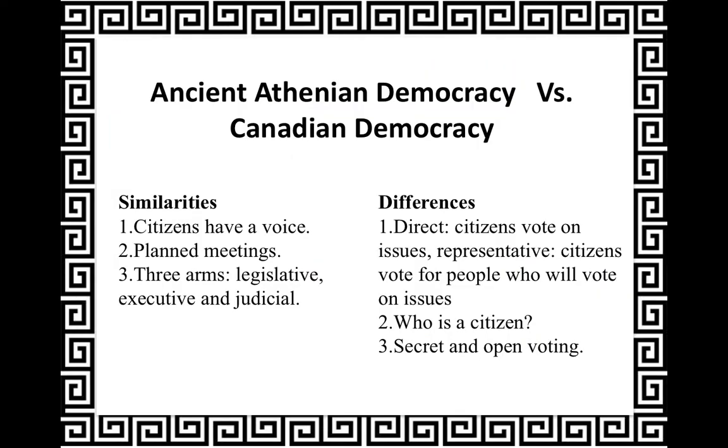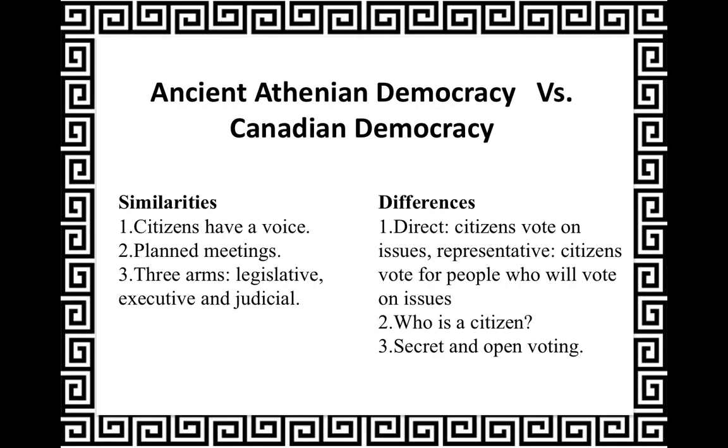So, what are some similarities and differences between ancient Athens democracy versus Canadian democracy or Alberta's provincial government? Well, the similarities are citizens have a voice. They go to planned meetings, and there are 3 different levels, or 3 branches, you could say, of government. A big difference is in ancient Athens, they used direct democracy. Remember, they each had their own voice, whereas in Alberta and across Canada, we use representative democracy. We vote for people to be representatives for us.